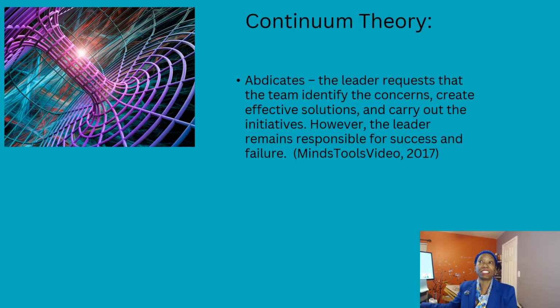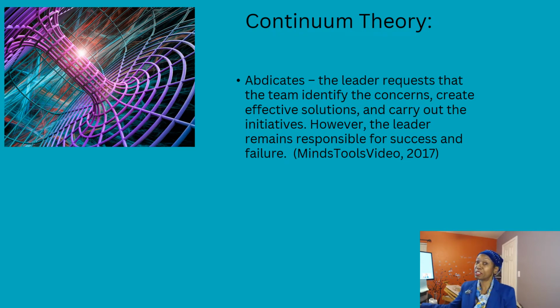In abdicates, the leader requests that the team identify the concerns, create effective solutions, and carry out the initiatives. So basically, the leader just steps back. They don't tell them what the problem is and tell them to figure it out. They let them determine what are the issues that we have that need to be addressed and that need further improvement.